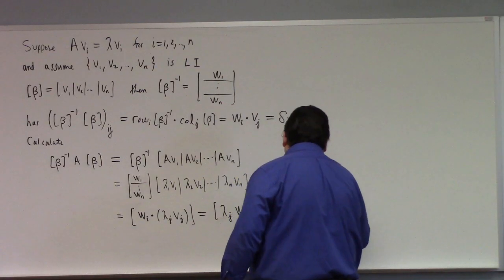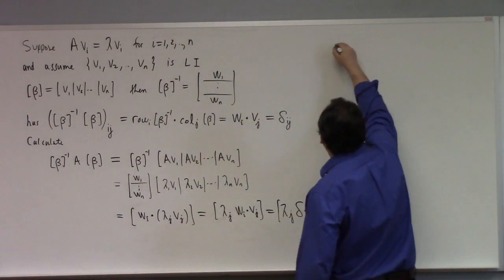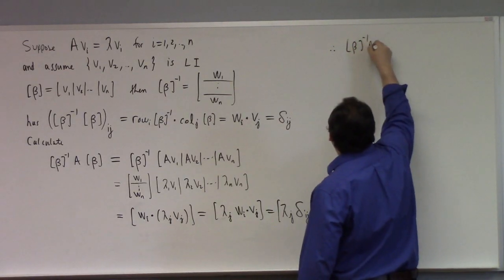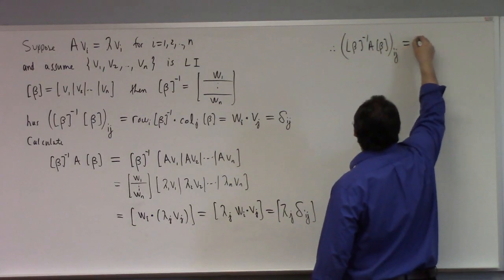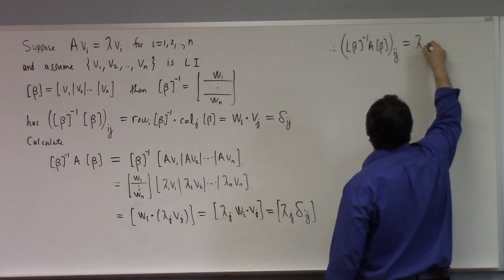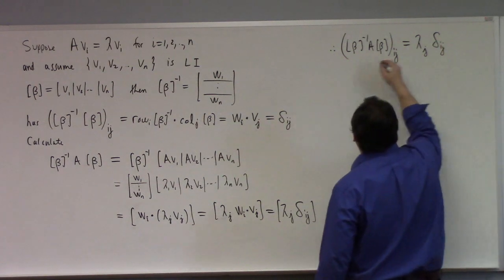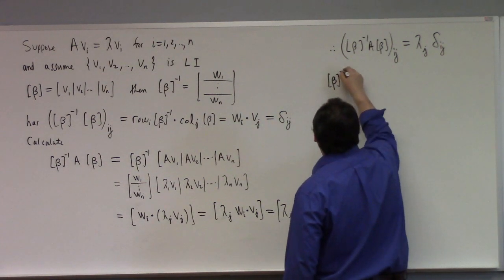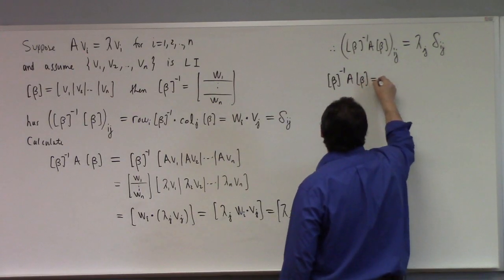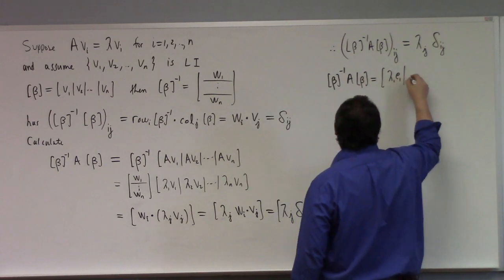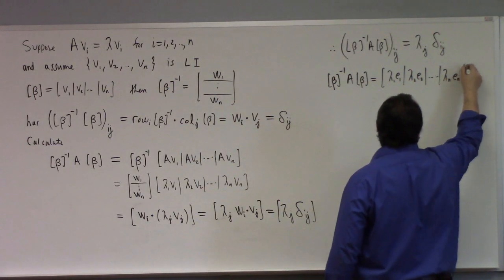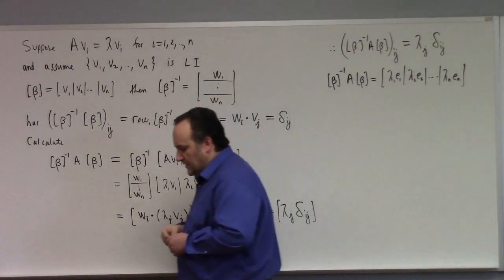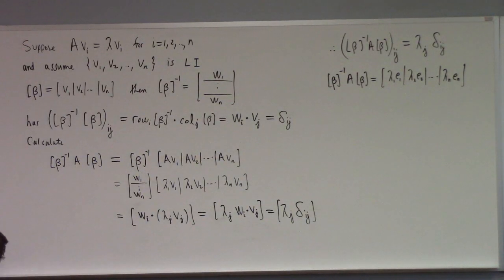It's Kronecker delta ij, right? So in other words, the ijth component of beta inverse A beta is equal to lambda j Kronecker delta ij, which is just another way of expressing the fact that beta inverse A beta is in fact equal to the diagonal matrix with lambda 1 E1, lambda 2 E2, ..., lambda n En, you see. Because it's only non-zero where i is equal to j, and that non-zero entry is lambda.